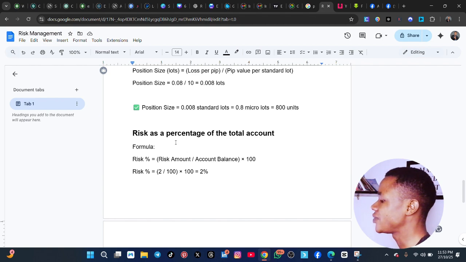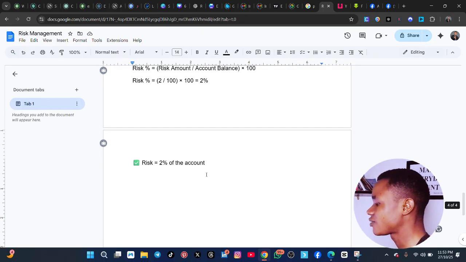All right, so what is the risk percentage per trade? Remember, we are using 2 for this, but how do we calculate it? How we calculate it is that this is the risk amount we are going to risk per this trade divided by the account balance, and then you can see that we are having 2 divided by 100, times 100, which equals 2. All right, so that is that for this.